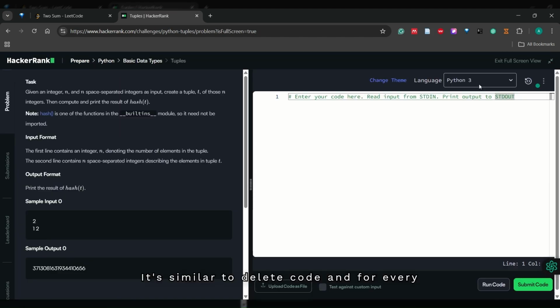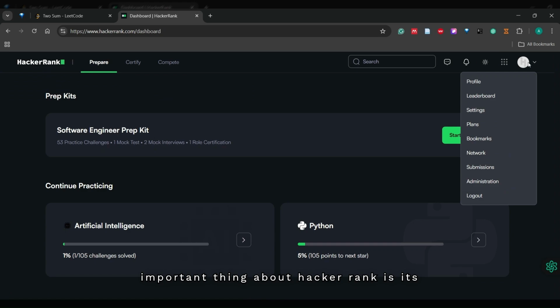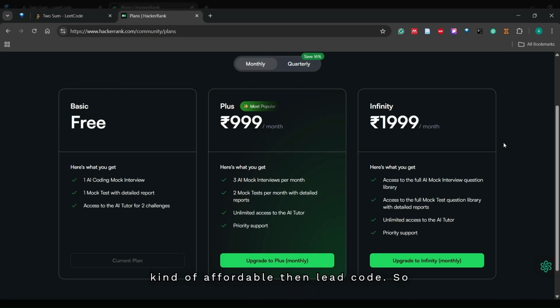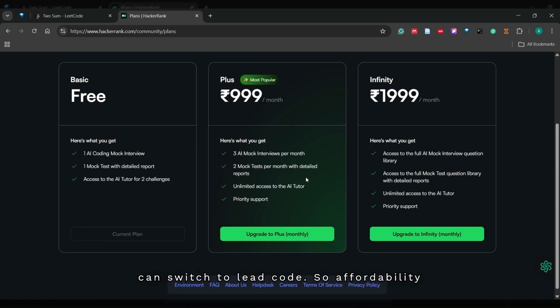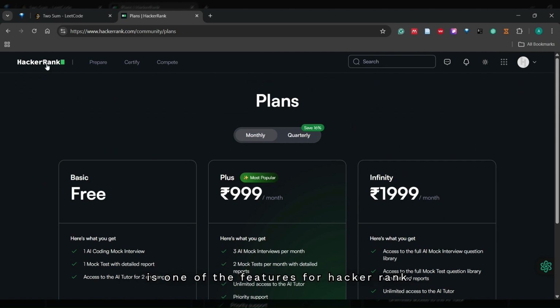it's similar to LeetCode, and for every language, it has a separate environment to practice. The most important thing about HackerRank is that it's more affordable than LeetCode. People who are starting their coding journey can use this kind of platform, and when they start earning money afterwards, they can switch to LeetCode. So affordability is one of the features of HackerRank.